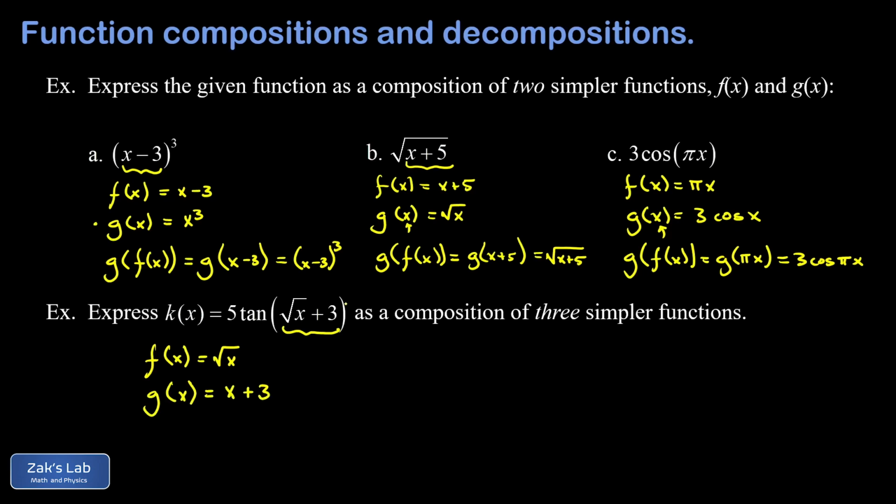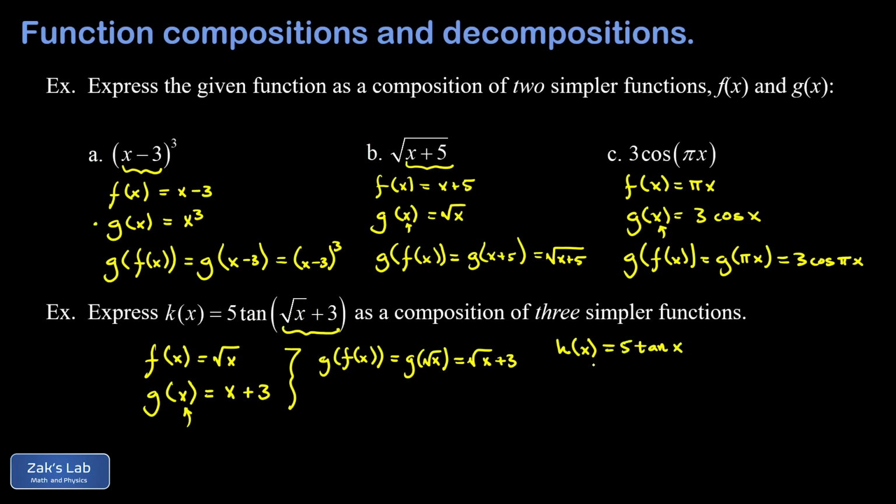Just to verify real quick, g of f of x is going to be g of square root x. And when I sub in square root x for the argument of g, I get square root x plus 3. So now we're done expressing the part inside the parentheses as a composition of 2 functions. And the last thing I need to do is wrap this all in an outer function h of x that gives me 5 times the tangent of that inner function. So h of x is going to be 5 tangent of its input x.